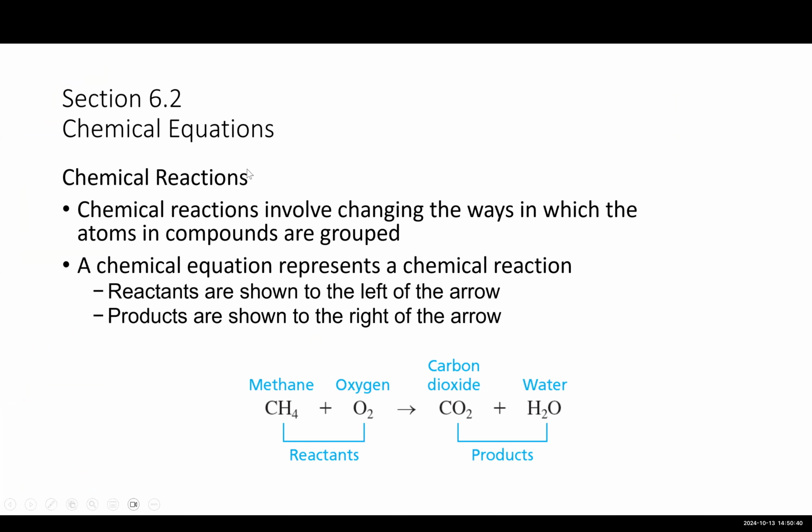So when you see this equation below, you can see the chemicals on the left side of the arrow and the right side of the arrow. The arrow points towards the right side from the left. The left side chemicals are the reactants, and the right side chemicals are the products. So methane and oxygen are the reactants, carbon dioxide and water are the products.